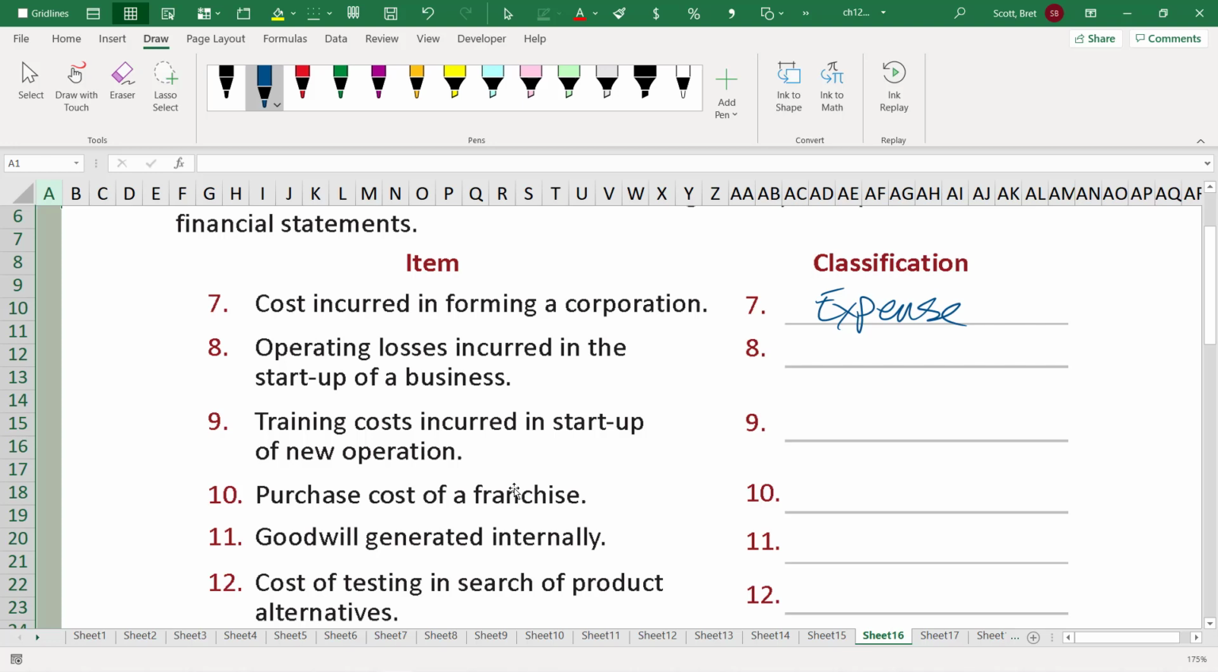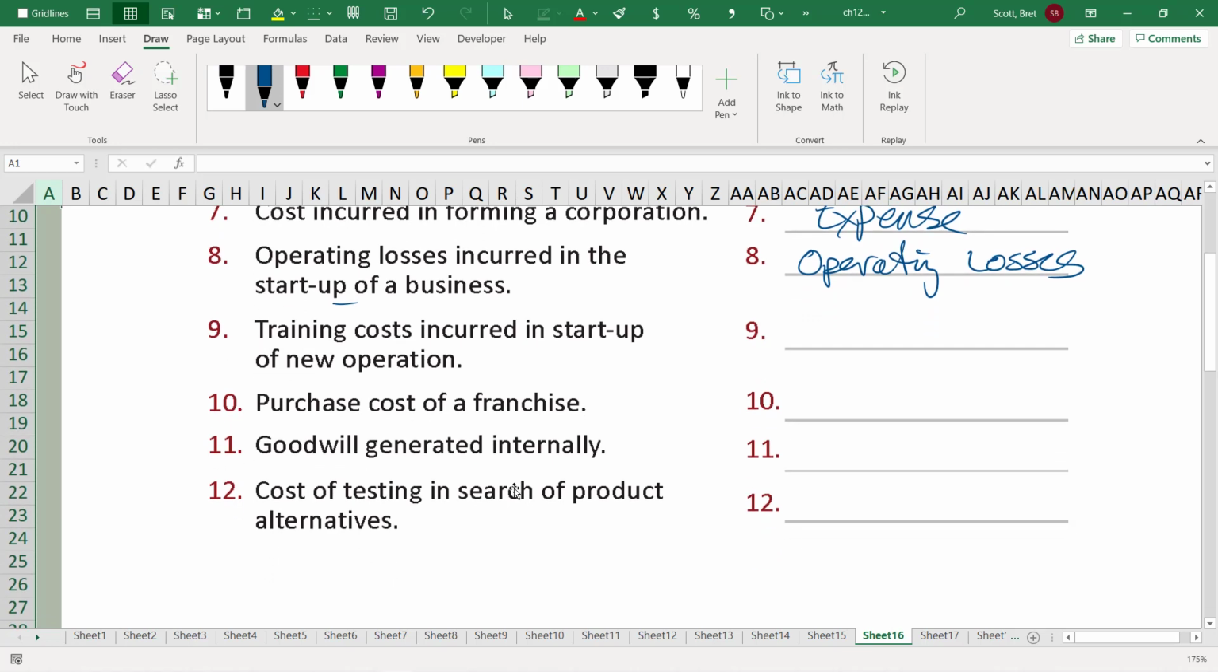Operating losses incurred in the startup of a business. Well, if they're just operating losses, that just shows up on the income statement as operating losses. Recall that was one of the subtitles that you would see in a multiple step income statement. Those are just operating losses.